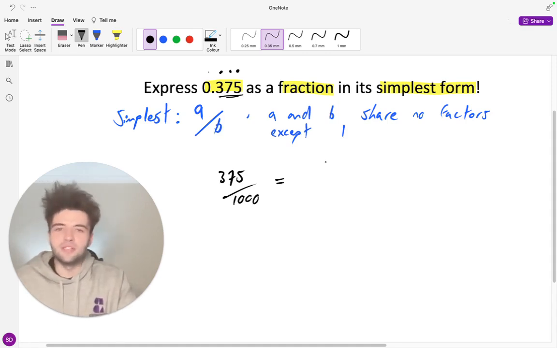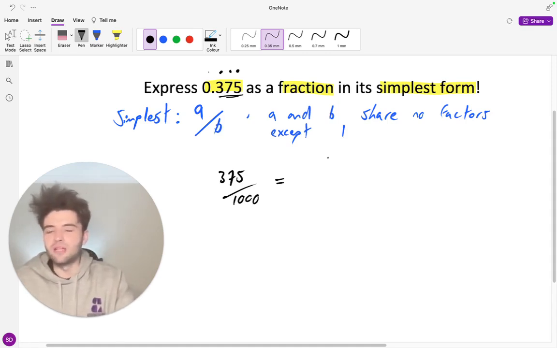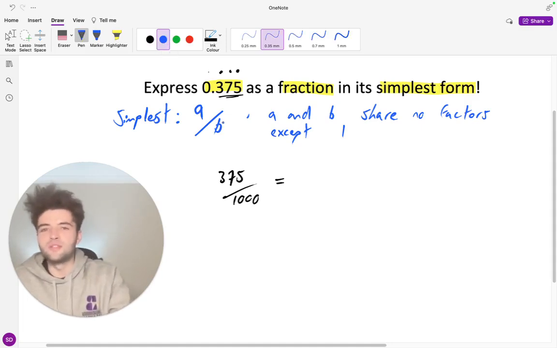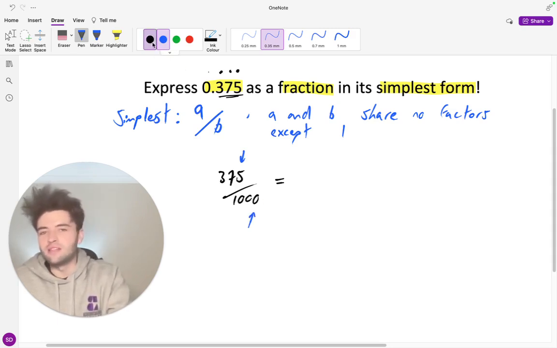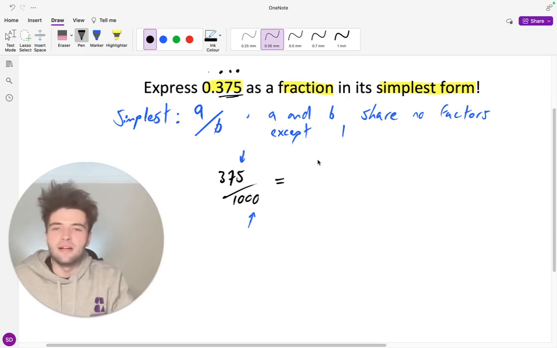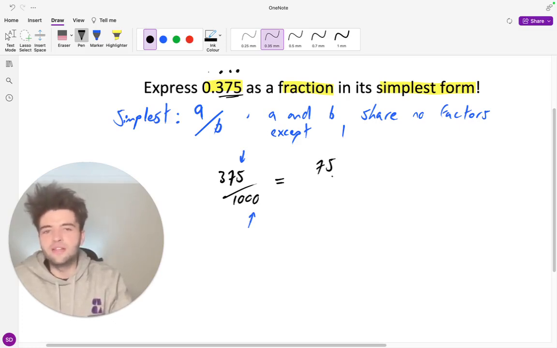And so basically what we're going to start doing now is dividing by numbers that we know are going to work. So if we look at 375 and we look at 1000, the number that we're going to divide by first is going to be 5, because 375 ends in 5, and of course 1000 is a multiple of 10, and therefore it's a multiple of 5. And so if we plug in 375 over 5 in our calculator, we're going to get 75. And if we plug in 1000 over 5, we're going to get 200.